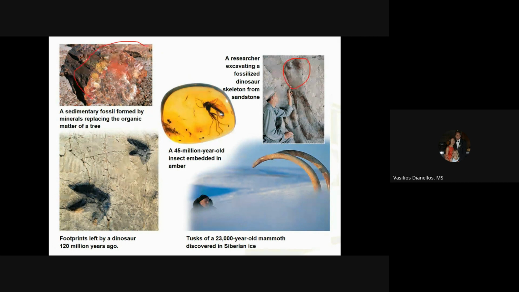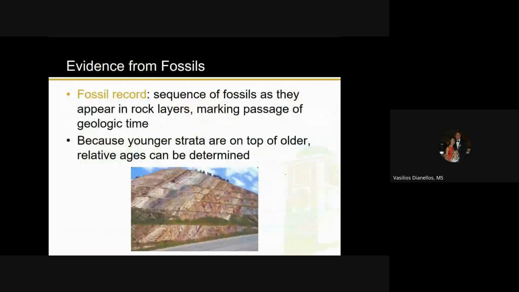The minerals in this tree turned it into petrified wood, right? It's stone now, but it used to be a tree. Here are imprints, right? So we don't actually see the animal. We don't see the dinosaur, but we see the footprint it left. There's the amber I was talking about. And of course, here's a frozen mammoth, or at least its tusks.